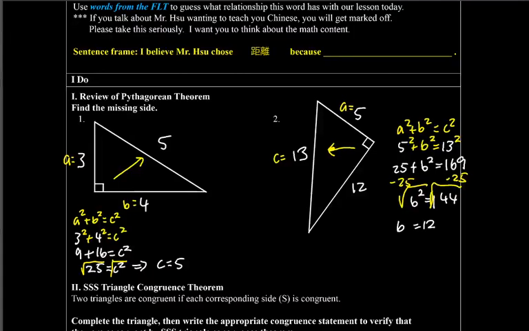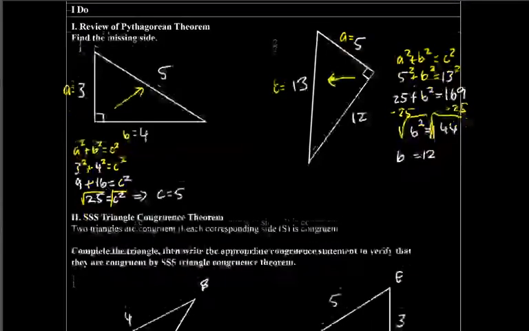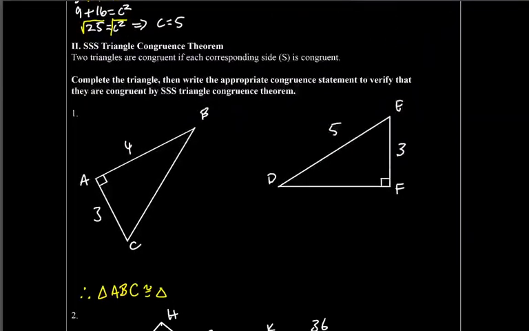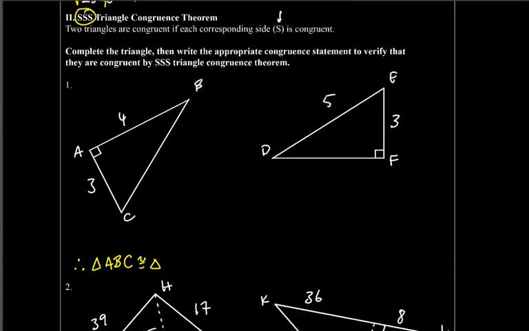Okay, so let's go on to using this stuff now. So the SSS triangle congruence theorem. Two triangles are congruent, that means they're the same, if each corresponding side is congruent. So this S, you have 3 S's. This means side, side, side. You'll see what I mean by that when we actually do the examples.